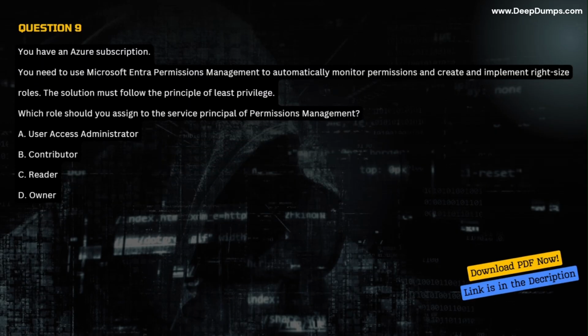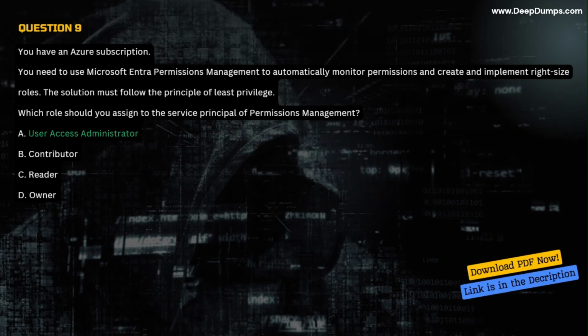Question 9. You have an Azure subscription. You need to use Microsoft Entra Permissions Management to automatically monitor permissions and create and implement right-size roles. The solution must follow the principle of least privilege. Which roles should you assign to the service principal of Permissions Management? A. User Access Administrator. B. Contributor. C. Reader. D. Owner.